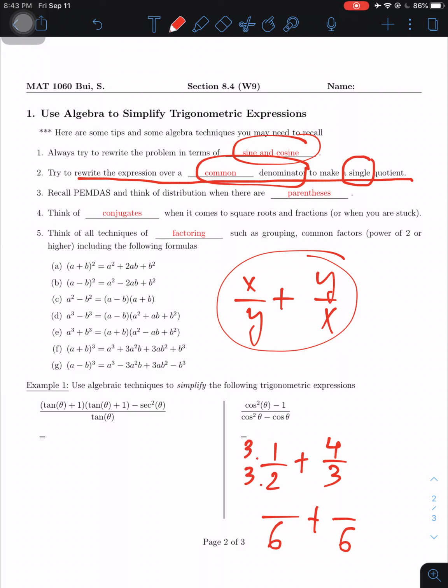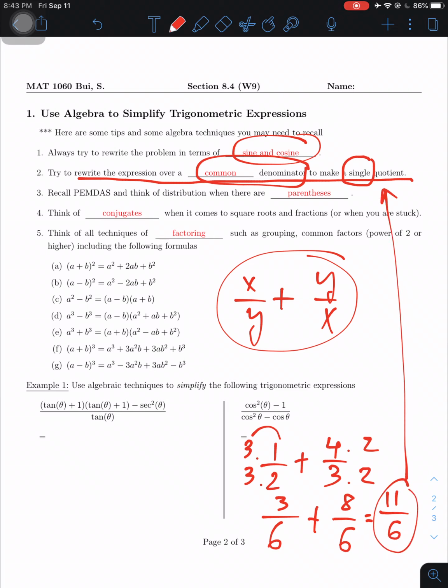And then in here, to get this fraction to become something over 6, I'm going to multiply the top and bottom by 3. So 3 times 1, I have a 3 in here. And then for the second fraction, I'm going to do the same thing but with 2. So I'm going to have an 8 in here, and at the end, I'm going to get 11 over 6. Notice this is just a single quotient, a single fraction, right? We get this result because we use the idea of a common denominator, okay?